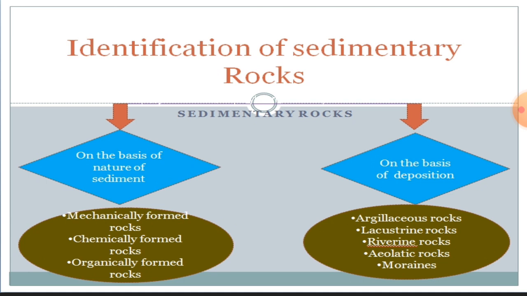Organically formed rocks are those rocks which are formed due to the disintegration and the decaying of animals and plants, whereby the calcium is released and gets deposited in the rock beds. For example, limestone.